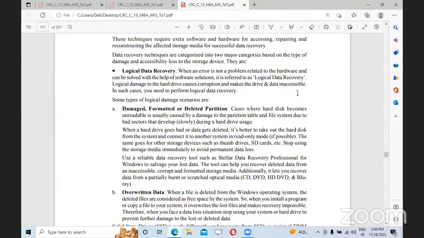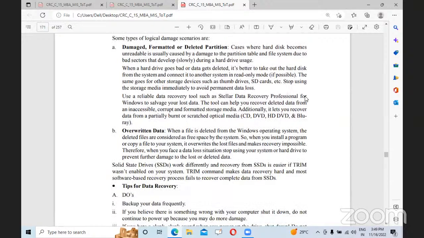When an error is not a problem related to the hardware and can be solved with the help of software solutions, it is referred to as logical data recovery. Logical damage to the hard drive causes corruption and makes the drive and the data inaccessible. In such cases, we need to perform logical data recovery. Some types of logical damage scenarios are damaged, formatted, or deleted partition.